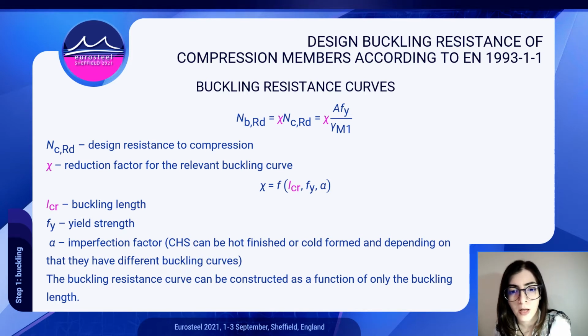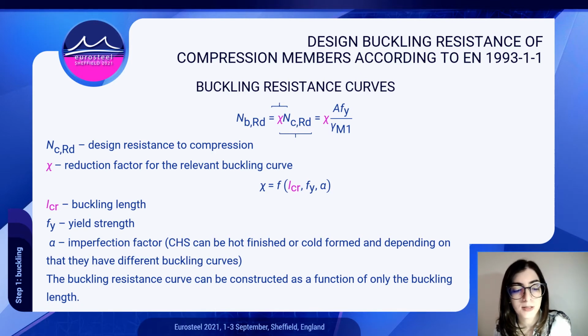This is the formula for the buckling resistance of a compression member. This formula comprises two parts. First part is the reduction factor. This factor depends on the buckling length, the yield strength of the material, and the imperfection factor. It's a variable and describes the buckling effect. Second part is the design resistance to compression, and it's a constant for a particular section.